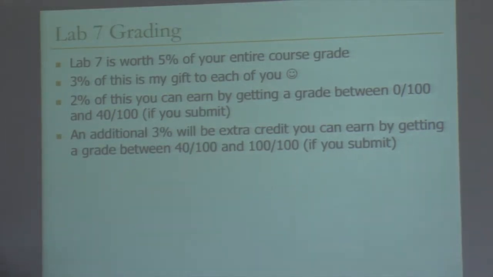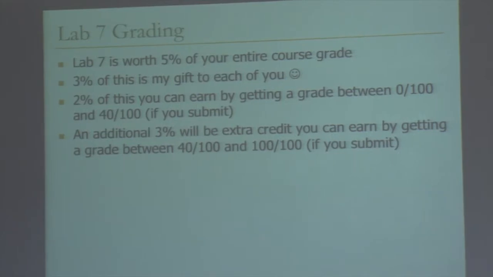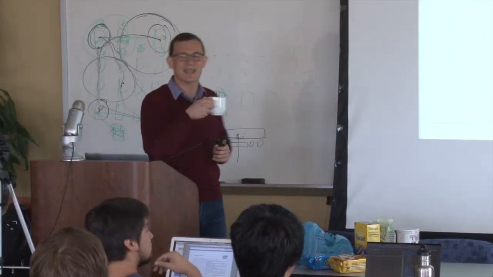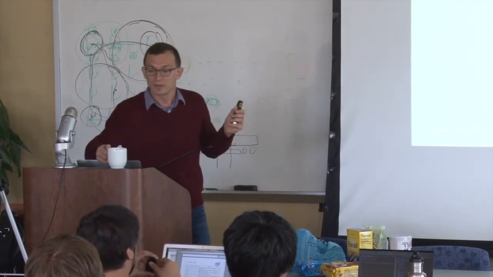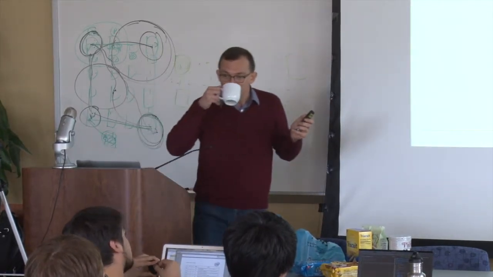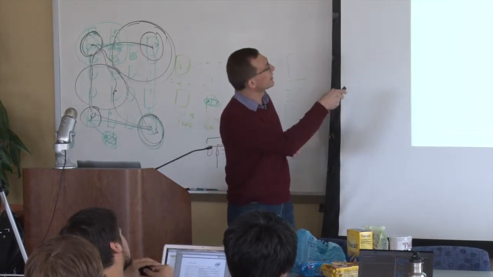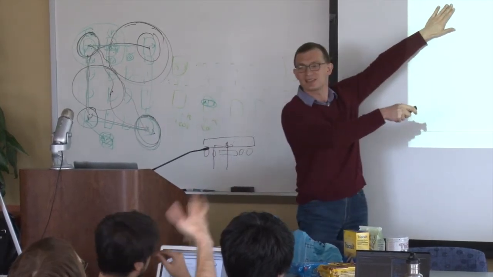Okay? So you can get significant extra credit by getting the lab fully correct. Yes? Is there any difference between getting 40 and 100? Will we get 3% regardless of whether we get 40 or 100? No. So if you get 40, this will be weighted.